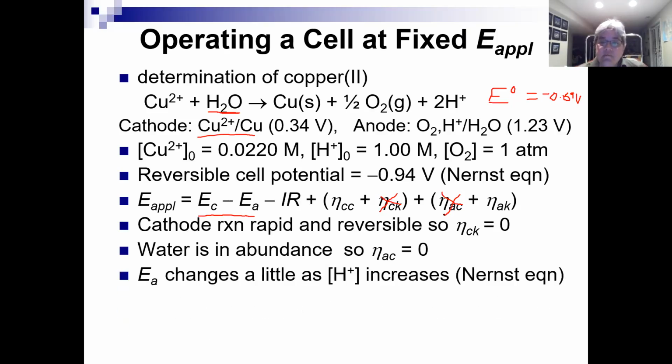Now, as this reaction starts to go, that anode potential is actually not going to change very much in this case, because the copper concentration is pretty small compared to these. So we're not going to make a big change in hydrogen ion. So this is not going to change a lot during the reaction. We've taken out those two terms and simplified this a little bit.